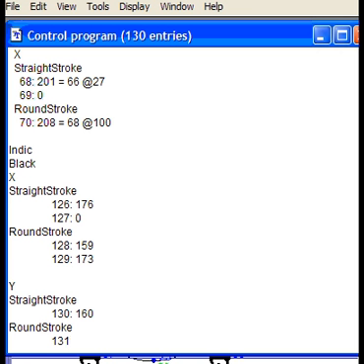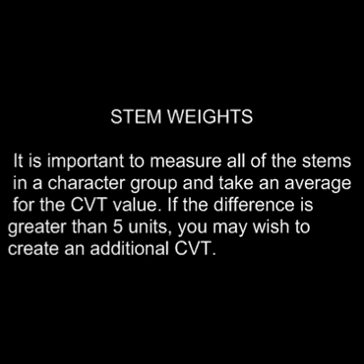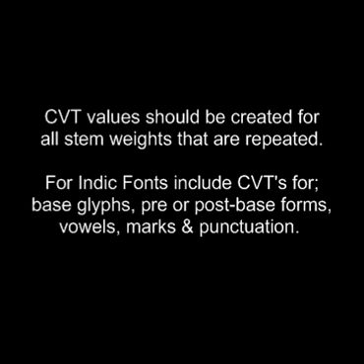Continuing on, measuring the round strokes. It is important to measure all of the stems in a character group and take an average for the CVT. If the difference is greater than 5 units, you may wish to create an additional CVT. CVT values should be created for all stem weights that are repeated. For Indic fonts, that might include base glyphs, pre- and post-base forms, vowels, marks, and punctuation.